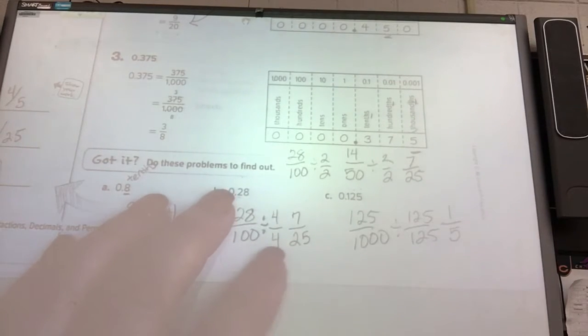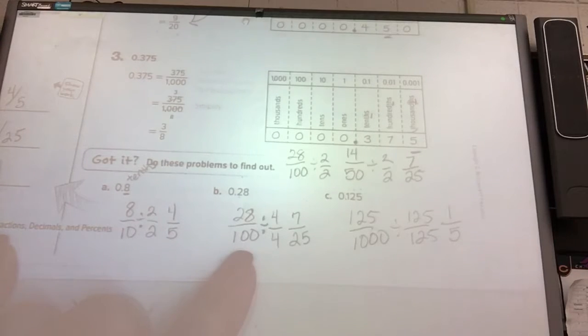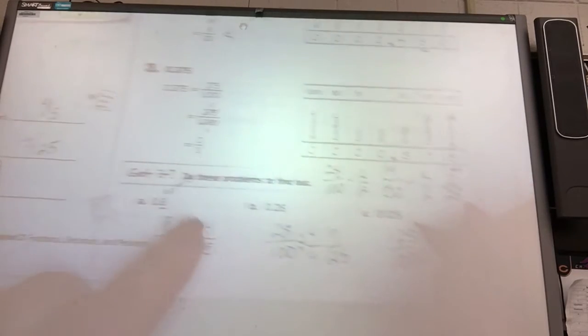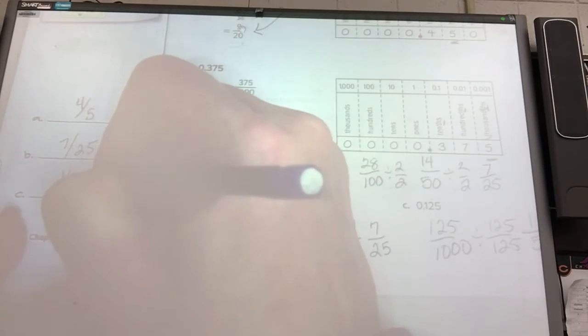Now, you could have done this different ways. You could have divided by 25 and then divided again. I just did it the fastest way, the biggest way, so that if I get down to 1, I know I'm done. So letter C is 1/5.